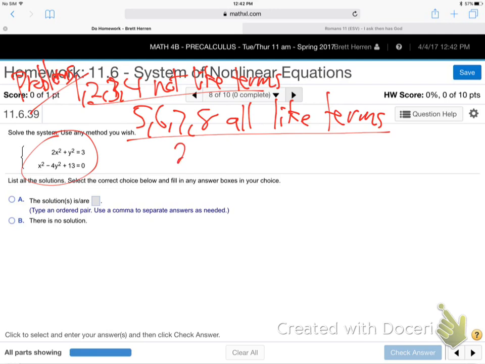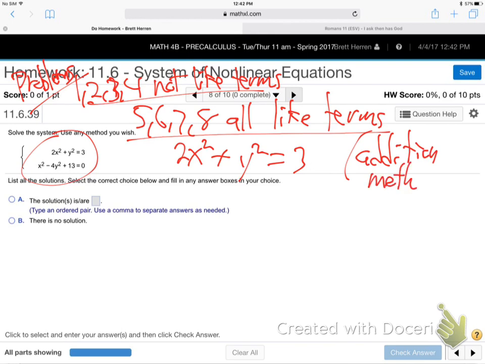Do you know what I mean? Just take 2x squared plus y squared equals 3. I'm just going to do the addition method. That'll be quite a bit easier when you have like terms. And the other one, x squared minus 4y squared, move the 13 over. So it's a minus 13.